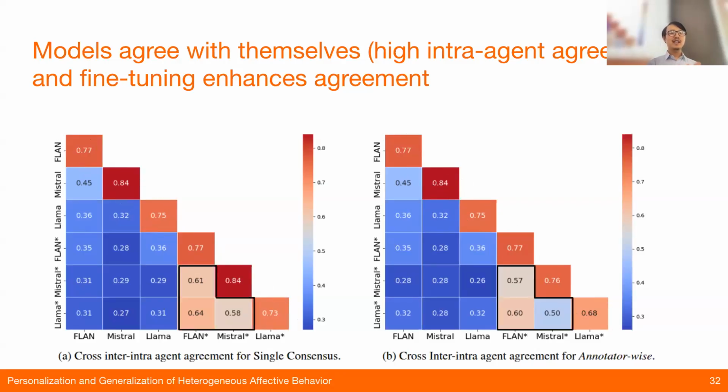And when you look into inter-agent agreement, only in the case of the fine-tuned models, they have high inter-agent agreement within themselves, and they have quite low agreement with the other non-fine-tuned ones.